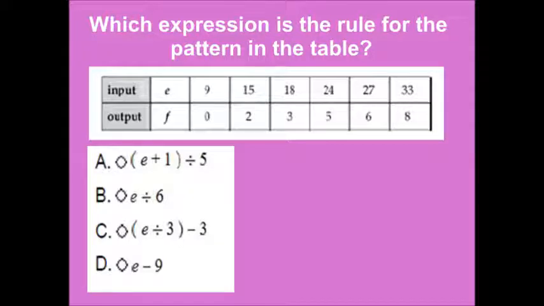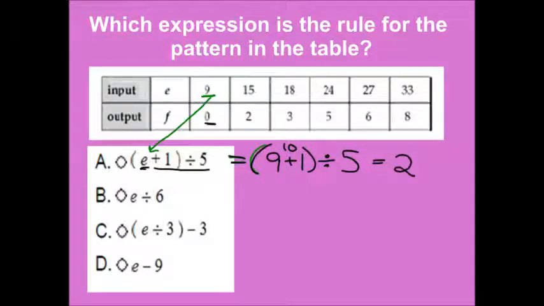So our directions again: which expression is the rule for the pattern in the table? We're going to try this now without erasing. Instead, I'm going to look at my E and put it into my equation by rewriting it out to the side. So in parentheses, I'm going to pick 9. That's what E is. And then I'm going to write the rest: plus 1 divided by 5. That way I can do the problem. 9 plus 1 is 10. Divide that by 5 and I get 2. However, I don't need to get 2 for the answer. I need 0 for my answer. So I know that A is not the one I'm looking for.